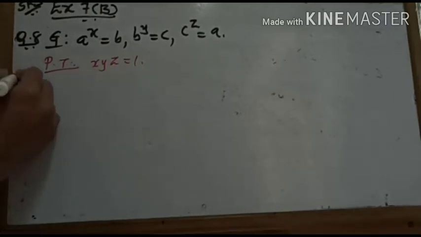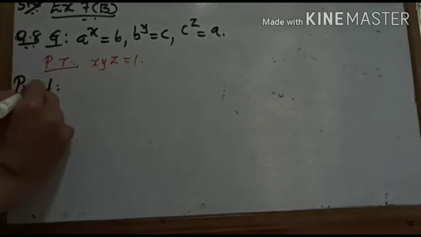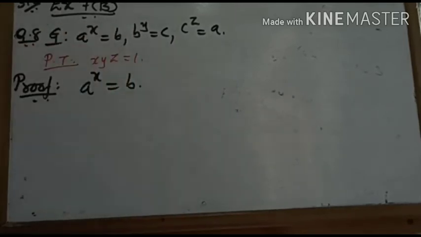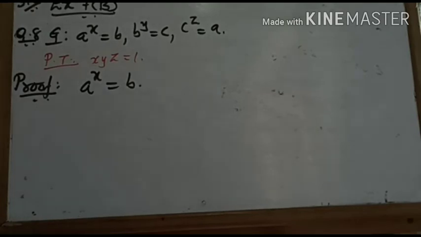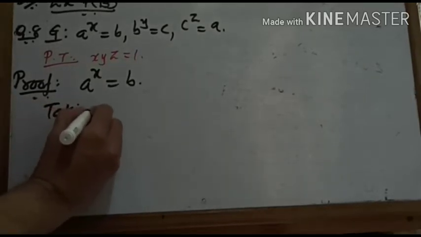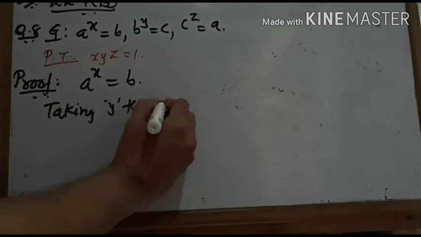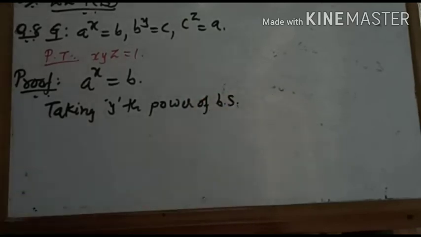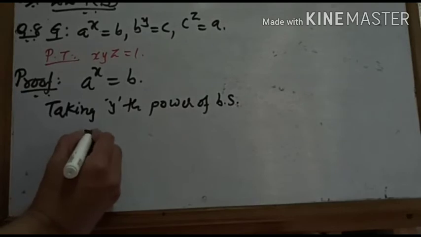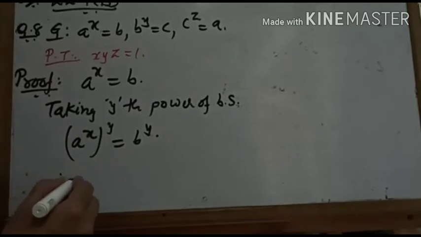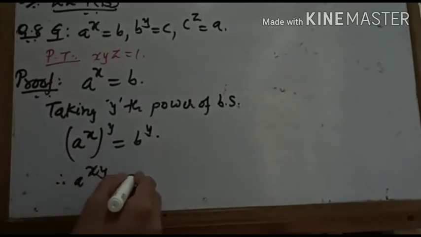Now, you must be aware that whenever we are proving something, it is not solution, it is proof. I start with first thing given, that is a raised to x equal to b. Now, if you remember, we can square both sides, we can cube both sides, we can take fifth power of both sides. So what I am taking is y power of both sides. That means I am increasing to the power y. So a raised to x whole raised to y is equal to b raised to y. You know this rule, a raised to x whole raised to y is a raised to xy.